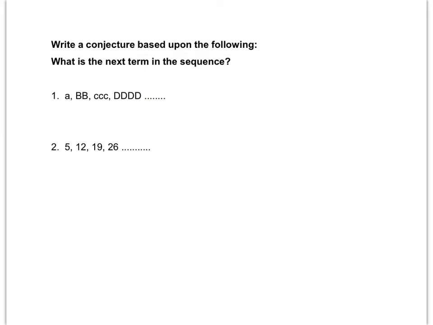Okay, you guys try these two sequences here. Write a conjecture based upon the following. In other words, I want you to write for me what's going to be the next term you see right here. So you have A, B, B, C, C, C, D, D, D, D. What do you think comes next? Do the same thing here. 5, 12, 19, 26. What comes next? And write me a sentence that would explain why you think that reasoning would be logical.